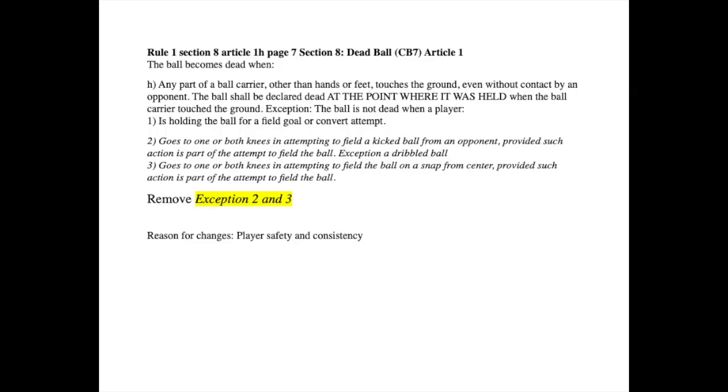The first rule we're going to talk about is Rule 1, Section 8, 1H, and that's page 7 of the rule book. Basically what's happened here is that a couple of exceptions have been removed. So if a player now goes to a knee to play the ball, the ball is going to be dead. Walter, do you want to talk a little bit about a couple of those situations and why this was done? Yeah, correct, Don.